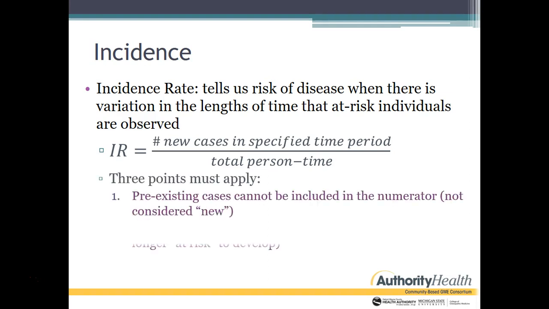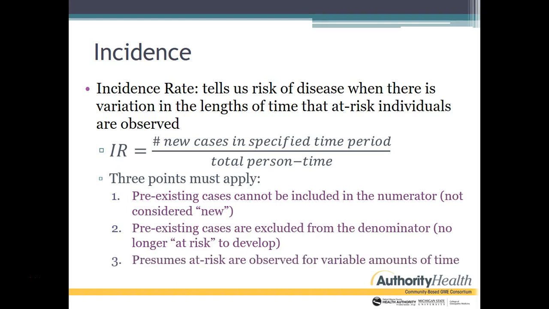And then the points are the same, other than the third, which presumes the at-risk are observed for variable amounts of time. But still, pre-existing cases are not included in the numerator because they're not considered new cases, and also are excluded from the denominator. I don't think that they'll have you do a full incidence rate calculation, but they might mention a number of new cases and say something like person years or person days, and then you would know to calculate the incidence rate.